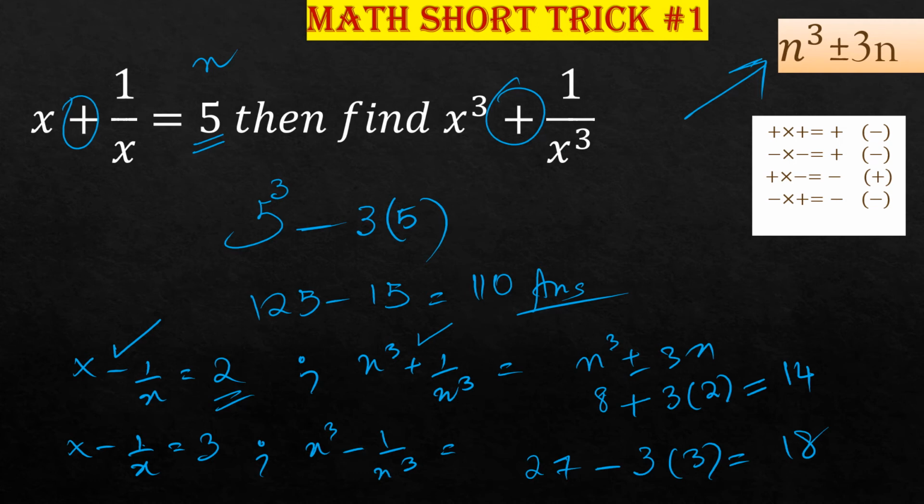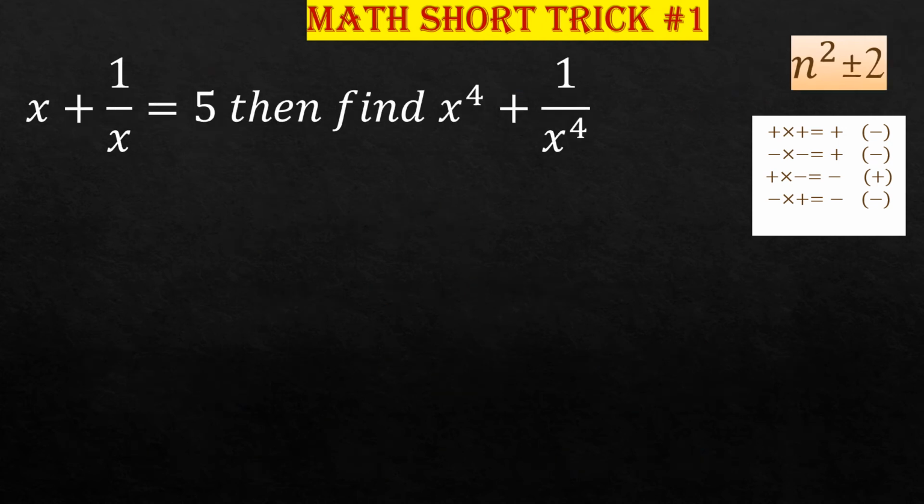So simple. You can see that by using a very small trick, it takes only 5 seconds to solve such kind of questions. And this is the key to success in SAT, AMSAT, University Aptitude Tests, and so on. Now, what if a plus minus b equals n is given and they are asking to find a to the power 4 plus or minus b to the power 4? So what you will do in such cases?